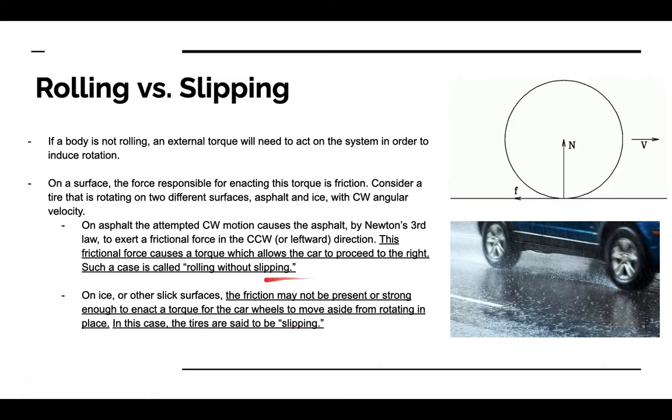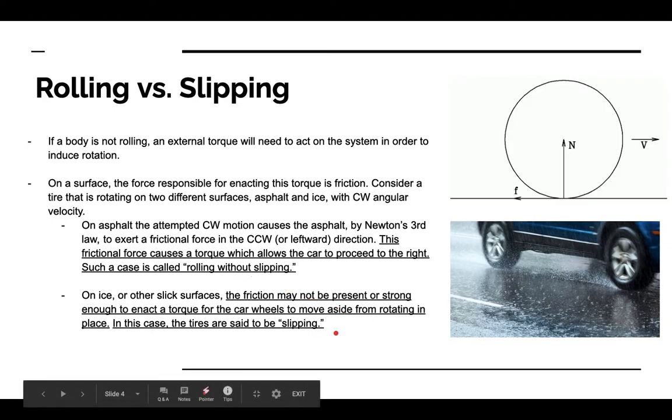Okay. So if you have rolling without slipping, friction is acting, and if you have rolling with slipping, no friction is acting.